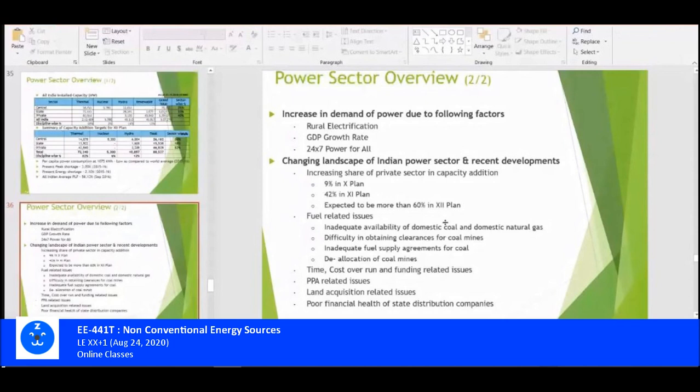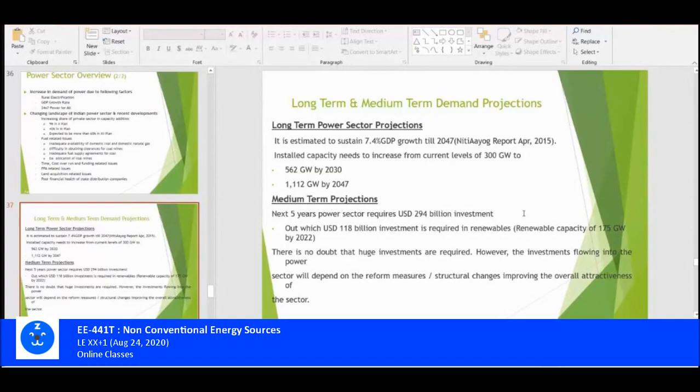There are fuel related issues, inadequate availability of domestic coal and domestic natural gas, difficulty in obtaining clearances for coal mines, inadequate fuel supply agreements for coal, deallocation of coal mines, all sort of things that can undermine the existing power projects and cause hardship to all sections of people. Time, cost overrun, and funding related issues, all the things, land acquisition, poor financial health, all these are crippling things for the power sector. Long term and medium term demand projections.